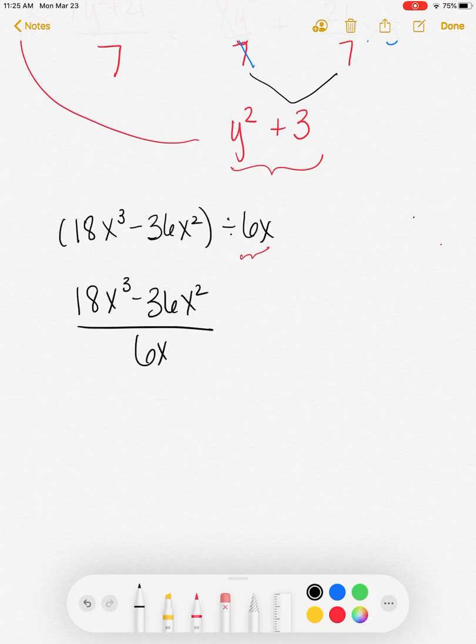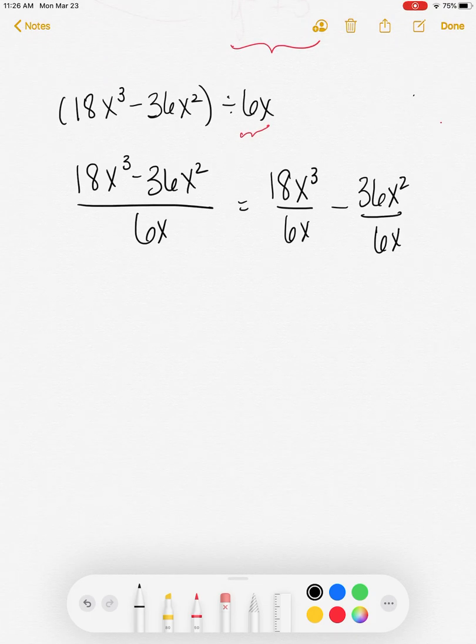So notice the 6x is the denominator, and both terms are going to get divided by that 6x. So again, we can break this guy apart. So that would be the 18x cubed divided by 6x minus the 36x squared over the 6x.